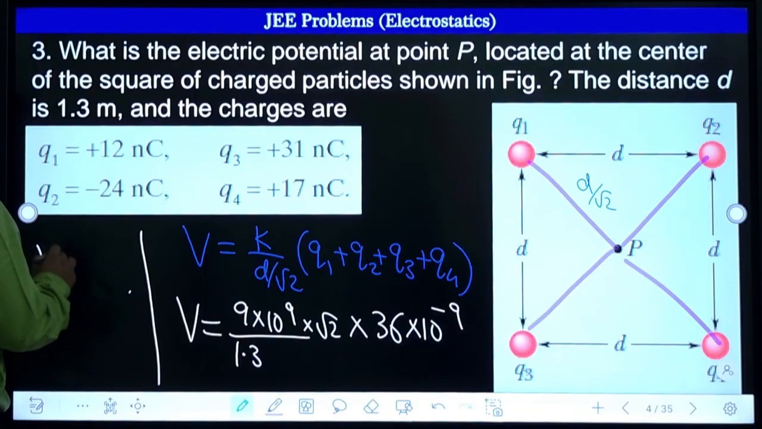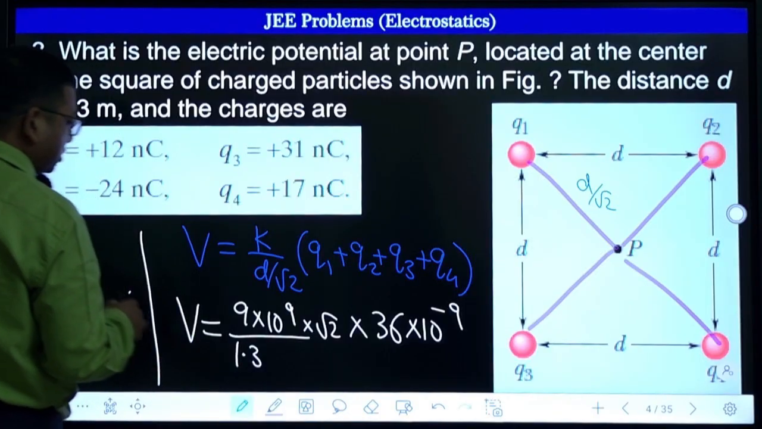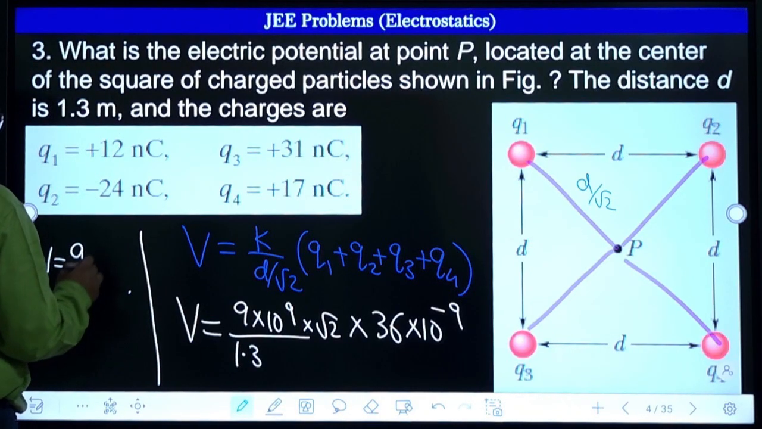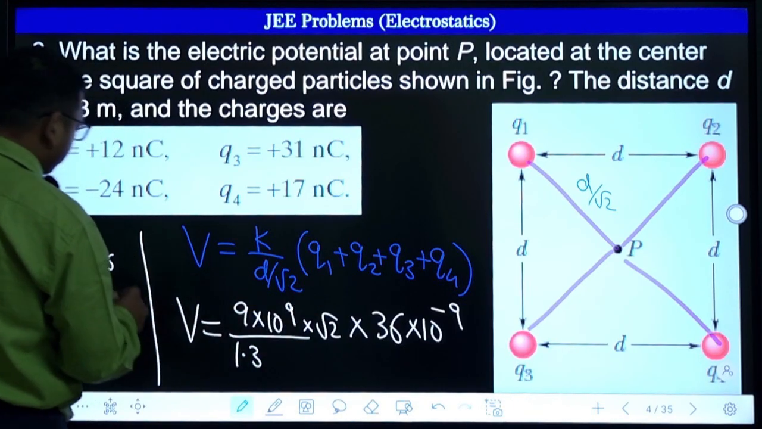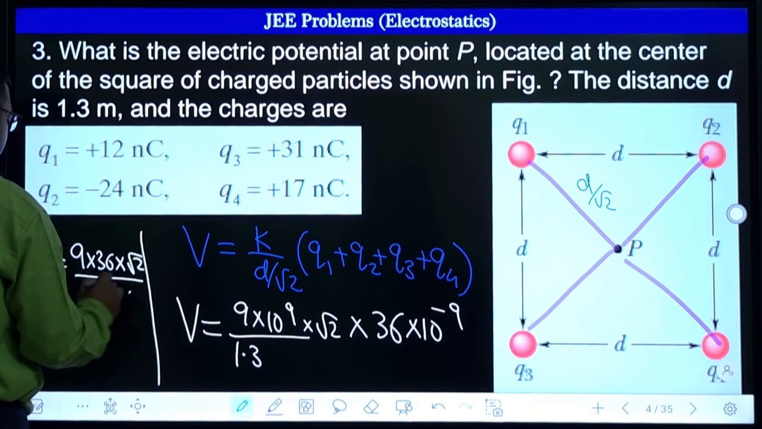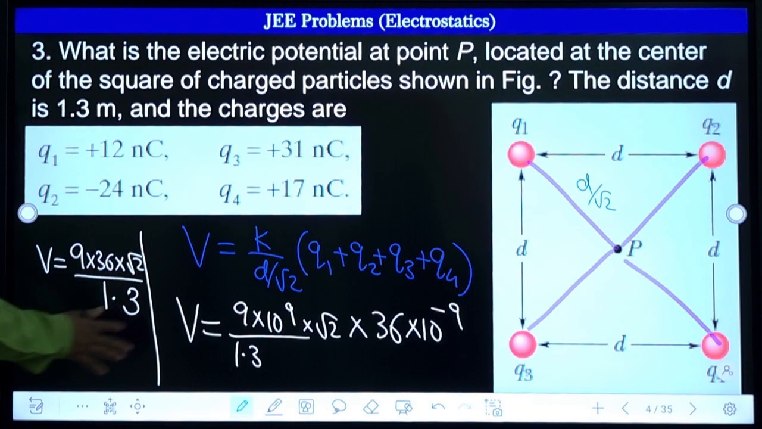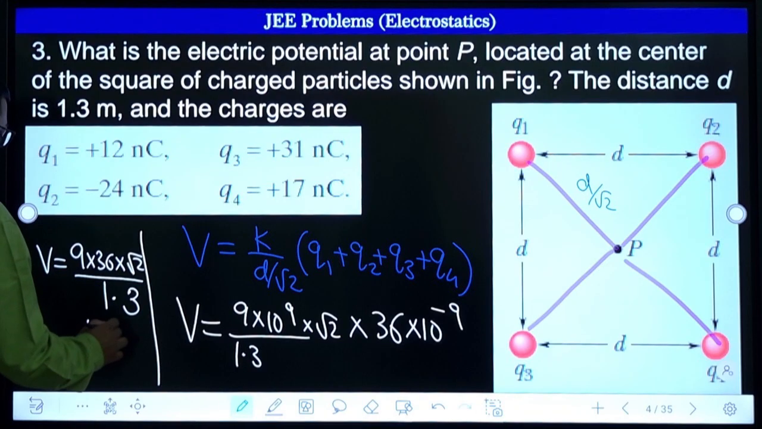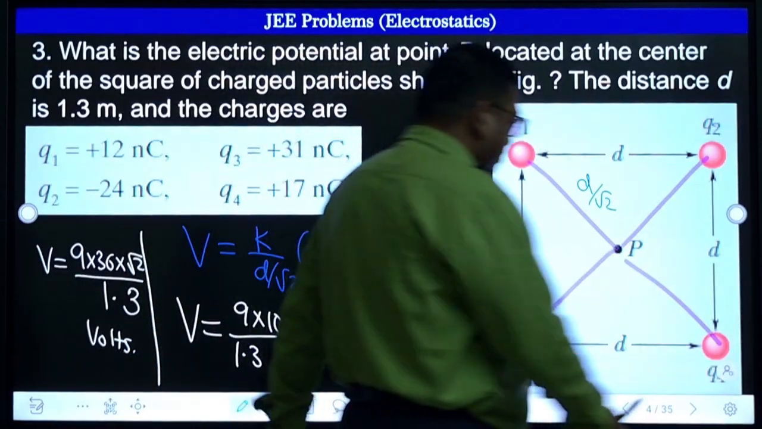I think this calculation you can do. So 9 into 36, right? 9 times 36 into root 2 by 1.3. I am leaving this calculation up to you. You can definitely do this calculation. This unit is in volts. Okay, let us move to the next question.